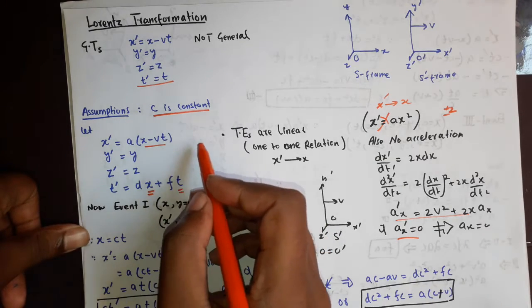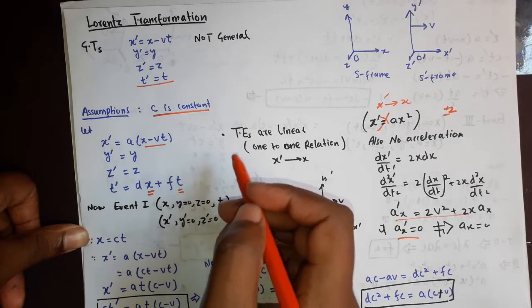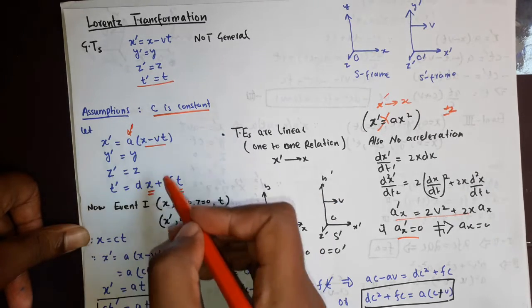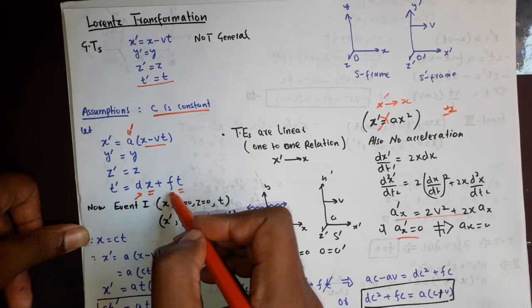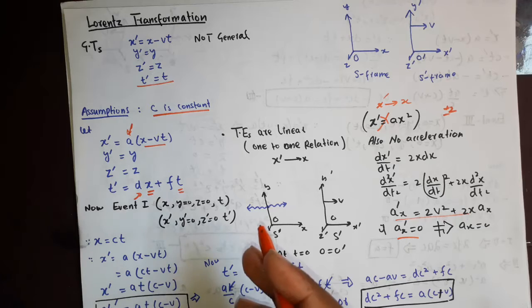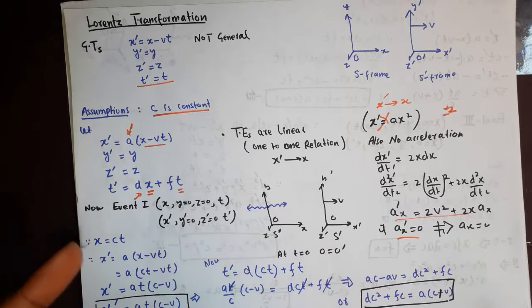So now this is our form for the new transformation equations, and all we have to do is to find the values of this a, this d, this f. I am going to find these constants, and once we have found the constants, we will get our transformation equations.